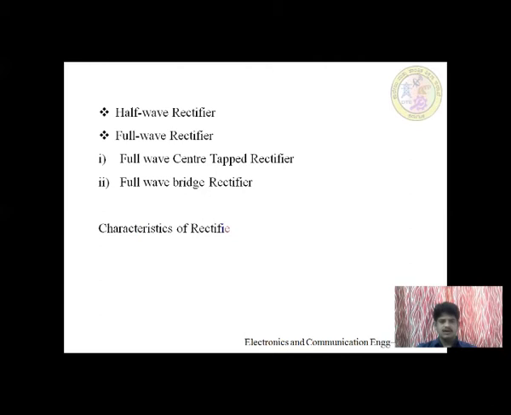Next, we have learned about the characteristics of rectifiers. In that, first, ripple factor. The output of the rectifier is not ripple free, it has ripples. The ripple factor indicates the amount of ripples present in the output of the rectifier. It is calculated as the amount of AC content to the amount of DC content present in the output of the rectifier. Then we discussed the ripple frequency.